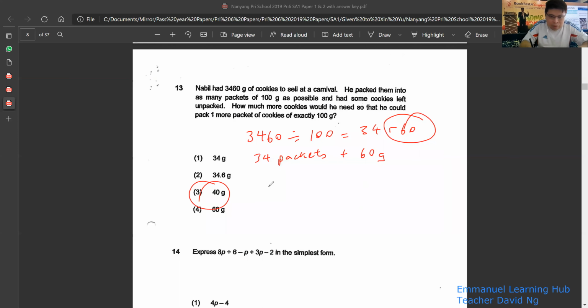Okay. 100 gram minus 60. Because I need extra 100 gram to have one more packet, right? But right now it's 60. So I need to minus off the 60 that I have to find out how much more I need.